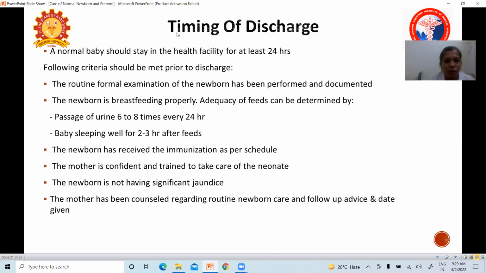The newborn is not having significant jaundice, and the mother should be counseled about the routine newborn care and all the danger signs and everything. Mother has to be explained. So when the baby and mother both are comfortable, after a minimum observation of 24 hours, baby can be discharged after explaining all the danger signs to the mother and all the follow-up things, follow-up dates, and after training the mother how to take care of the baby.